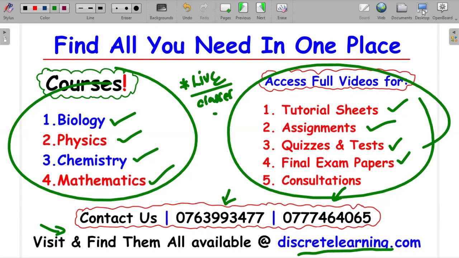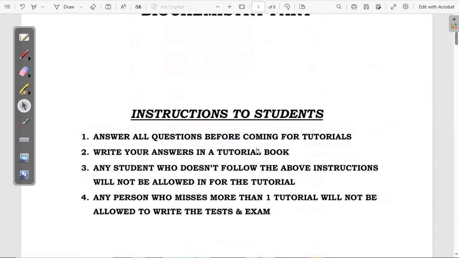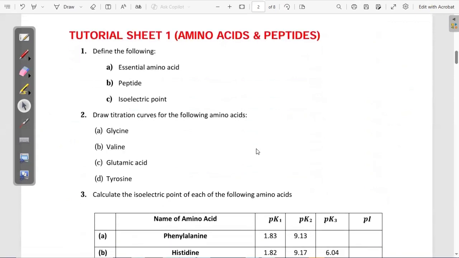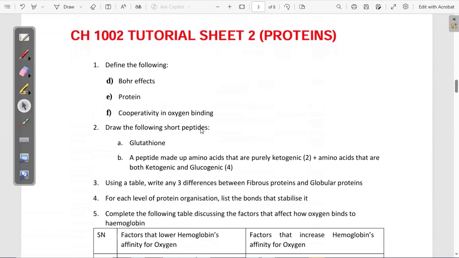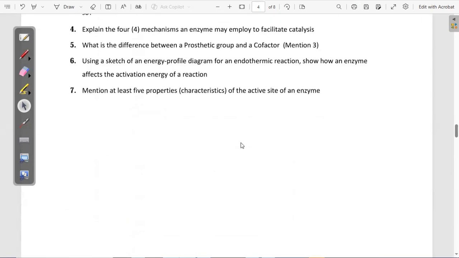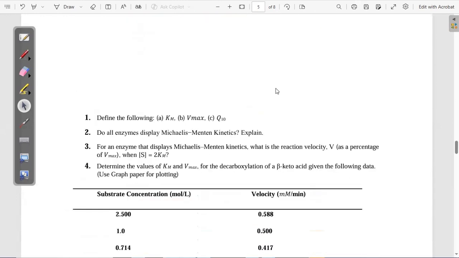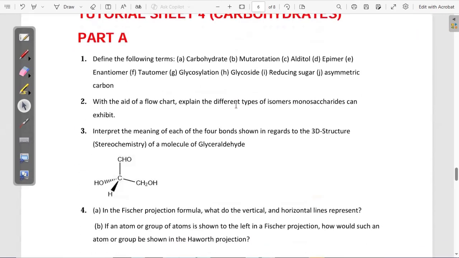For example, for this course, we have a tutorial manual here that has a lot of questions on different topics, but we've actually solved all the questions in this tutorial manual. As you can see, we have this tutorial sheet on amino acids and peptides. We solved all the questions here step by step. You can find them on the website. Proteins, again, we solved all these questions. Enzymes, we solved. There was also this assignment on enzyme kinetics, or a tutorial sheet. We solved all these questions here. You can access them on the website.